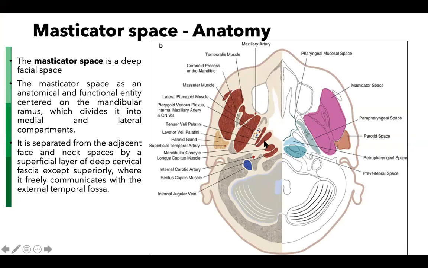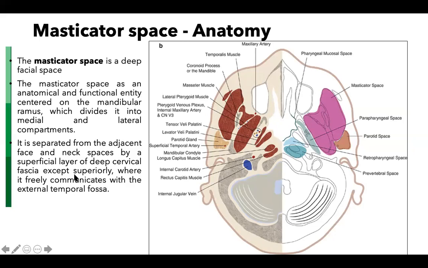Then these are the levator and the tensor veli palatini, and these two muscles are the longus capitis muscle and the rectus capitis muscle. So these are the muscles that we need to be aware of in this region. And the other thing that we need to be aware of is the masticator space. So the masticator space, as you can see here, is a deep facial space. And this is very important for us.